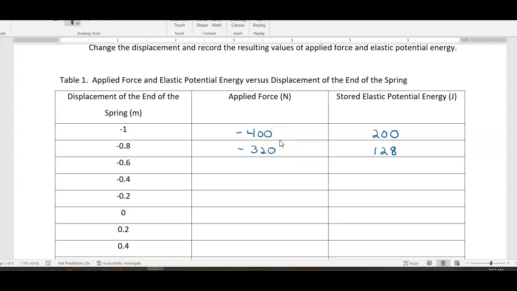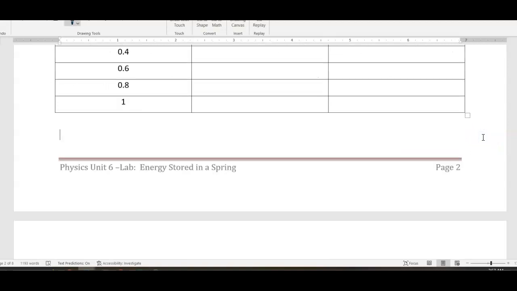This webcast continues the discussion of the lab for energy stored in a spring, and it begins at step 8. So we should have completed table 1. I know mine does not show all the values, but yours should have every row filled in.